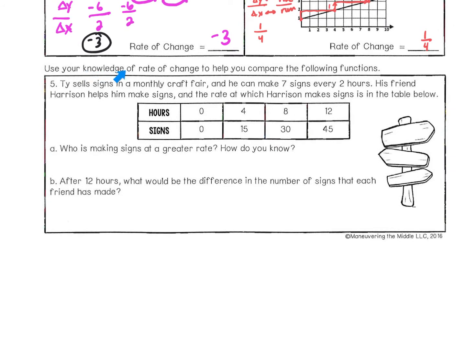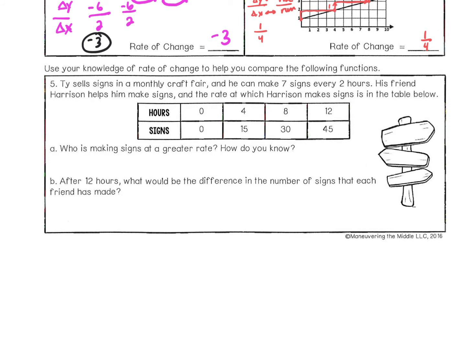It says, use your knowledge of rate of change to help you compare the following functions. So I am looking at this, and it looks like they want us to apply what we know about rate of change to be able to solve word problems or real-life situations. Ty sells signs at a monthly craft fair, and he makes 7 signs every 2 hours. His friend Harrison helps him make signs, and the rate at which Harrison makes signs is in the table below.